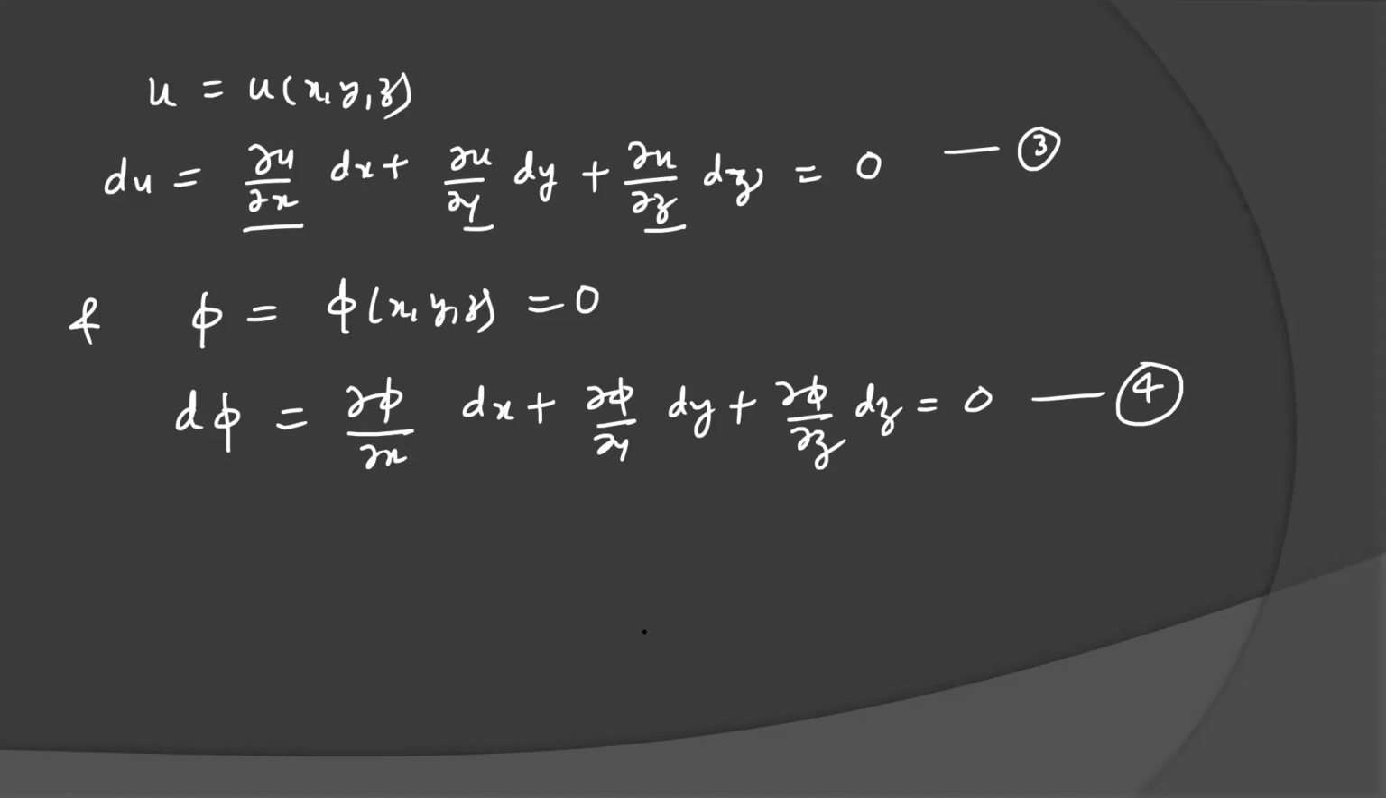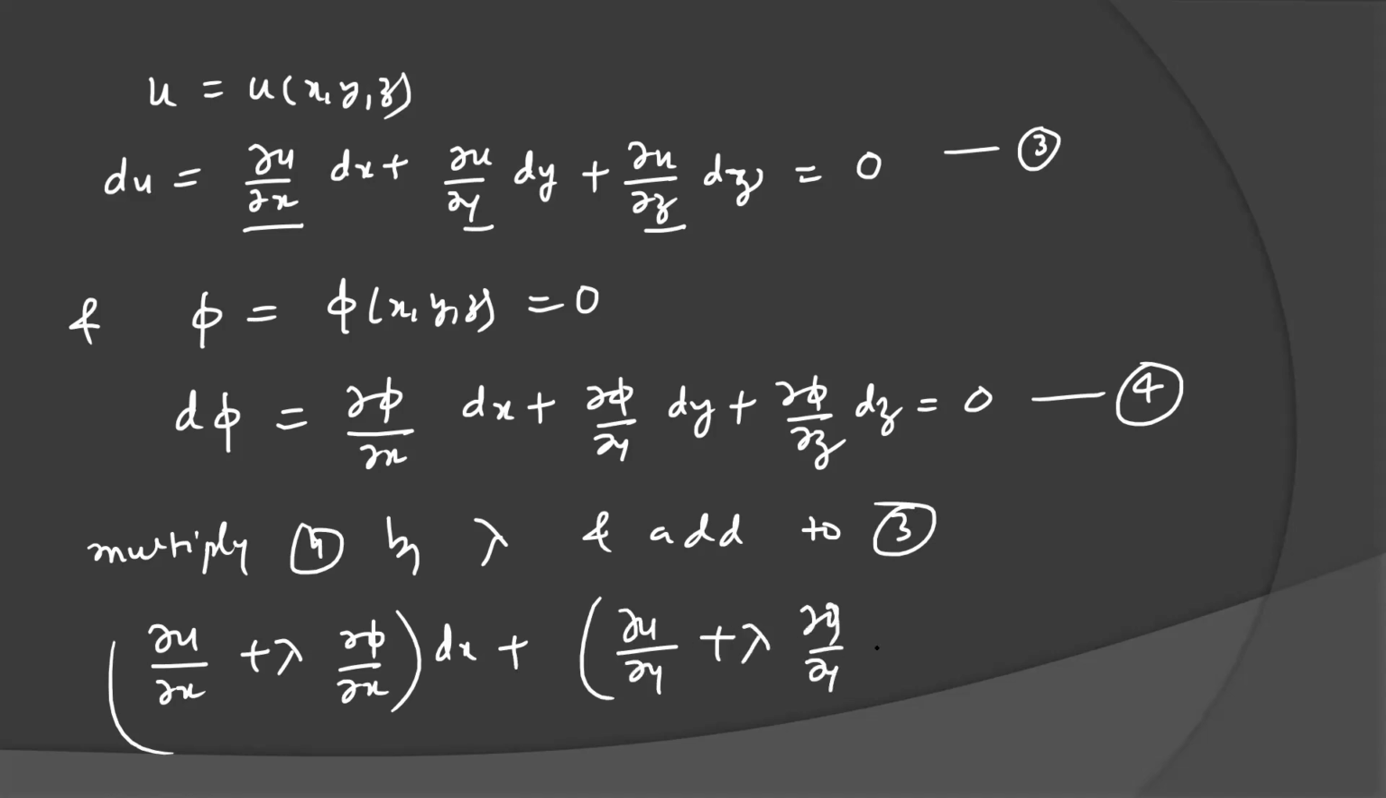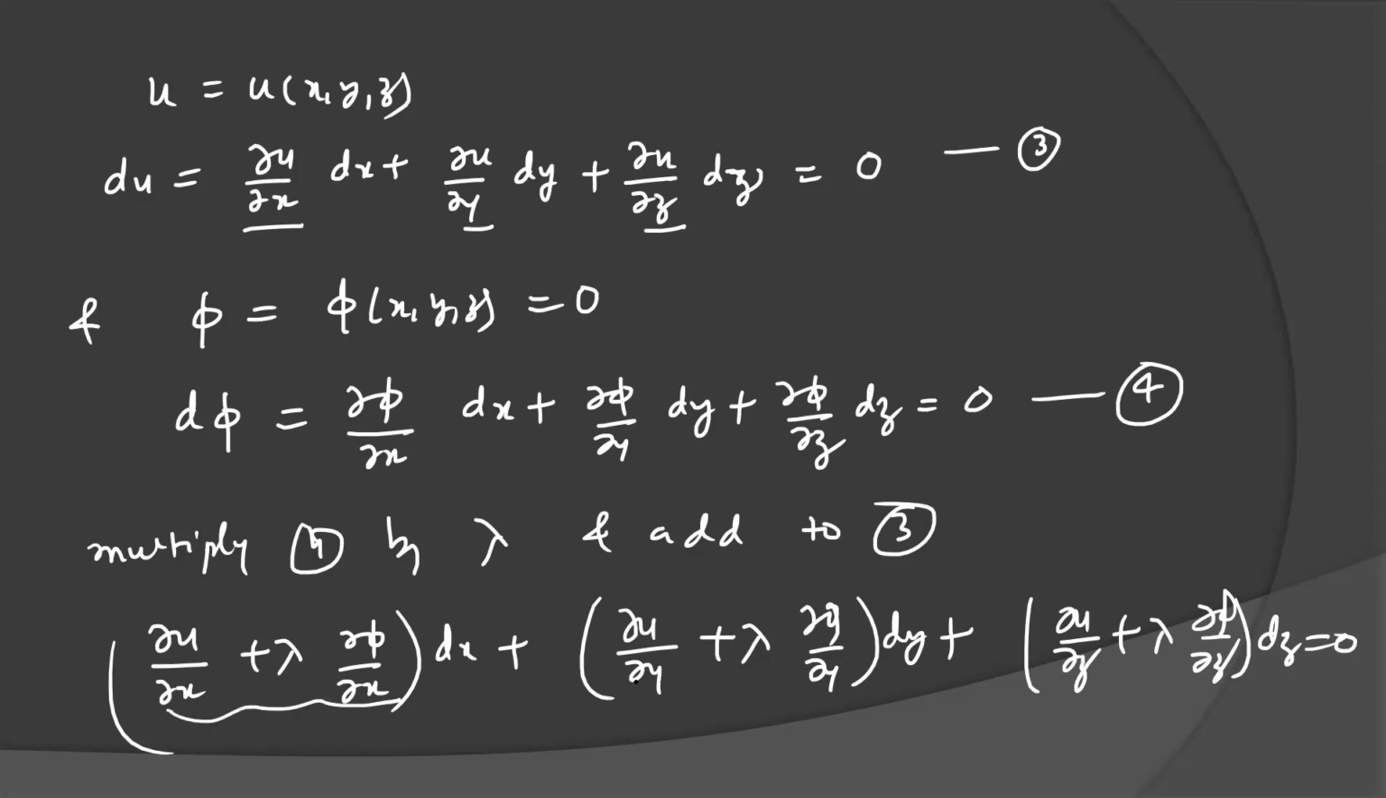I am supposing here an undetermined coefficient, that is, a multiplier lambda. So multiply 4 by lambda and add to 3. What will we get? We will get del u by del x plus lambda del phi by del x, times dx, plus del u by del y plus lambda del phi by del y, times dy, plus del u by del z plus lambda del phi by del z, times dz, equal to 0. So it looks like a total derivative of a new function. We will discuss that later.